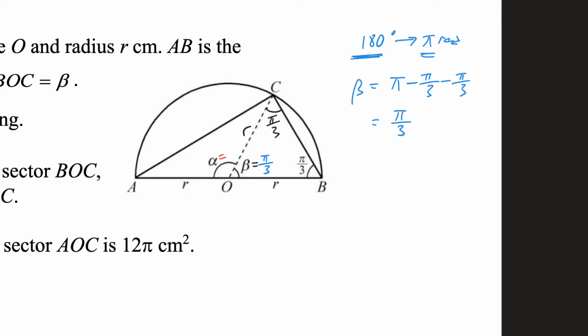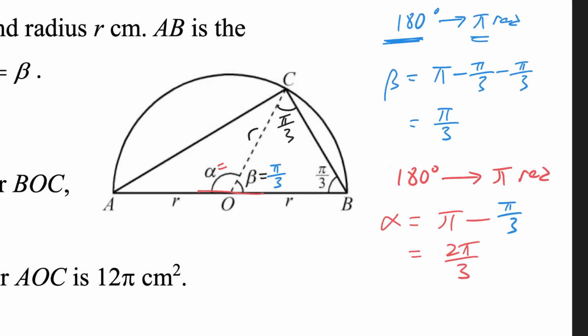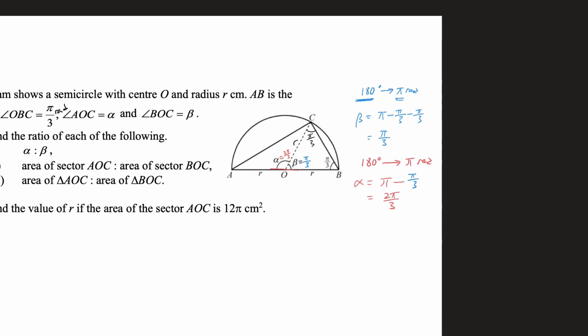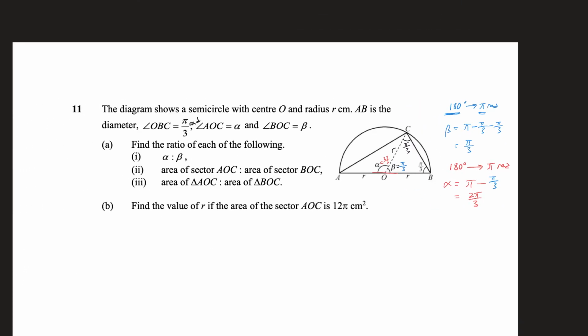Okay, now that we found beta, let's find alpha. This is a straight line, right? So that would be 180 degrees, and we know that 180 degrees converts to pi radians. So alpha is my 180 degrees or pi radians, and I subtract away pi over 3, which is beta. And this gives me 2 pi over 3 radians.